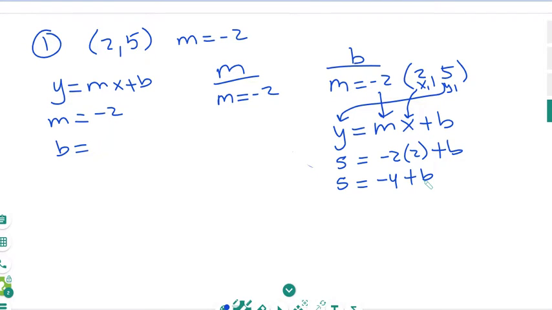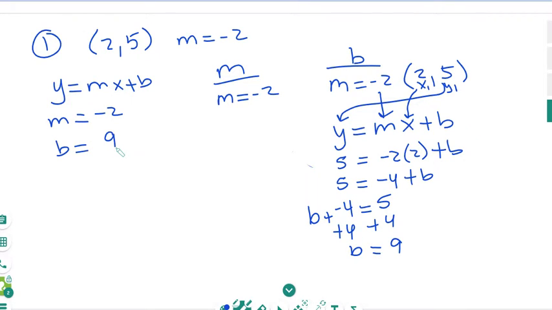Is b on the left? It is not. So we're going to use the symmetrical property. B plus -4 is equal to 5. Is b alone? It is not. We're going to zero pair out the 4. So b is going to be 9. So we bring our 9 over here.